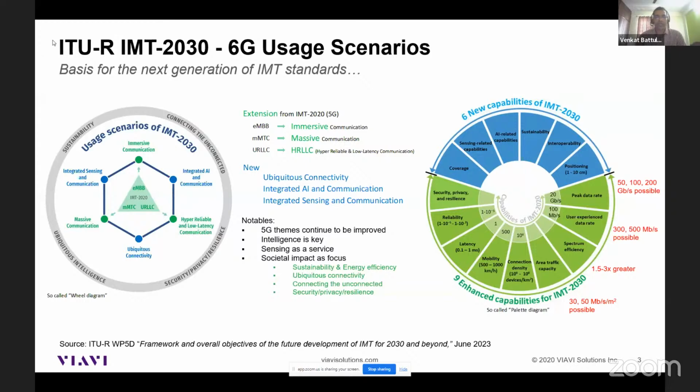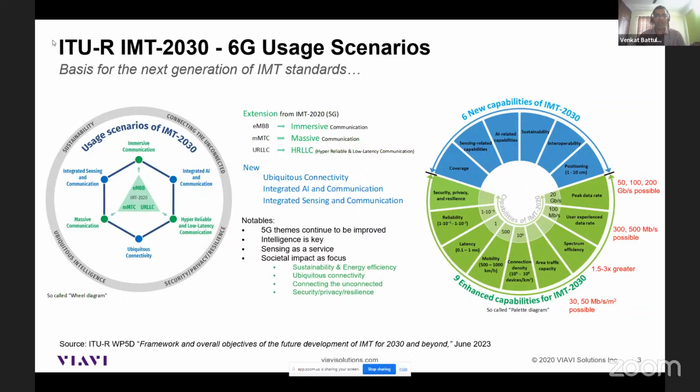Then move on to the right, integrated artificial intelligence and communication. So communication is no longer going to sustain on its own. So we have artificial intelligence actively penetrating deep into the communication world. So that's another kind of usage for 6G, integrated artificial intelligence and communication.